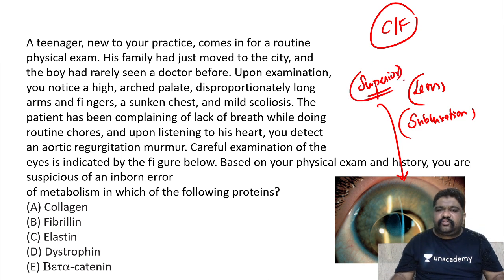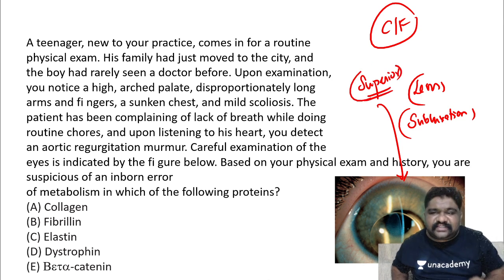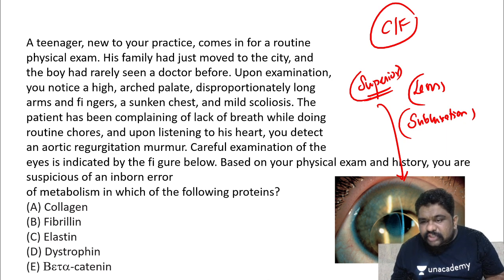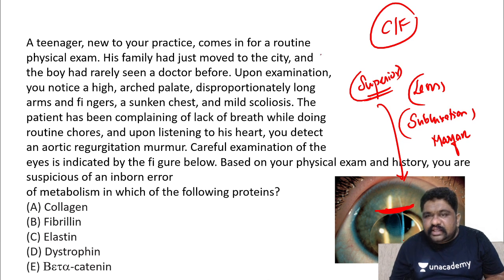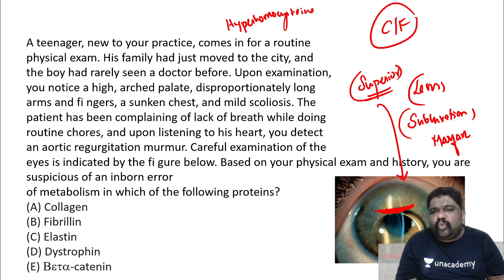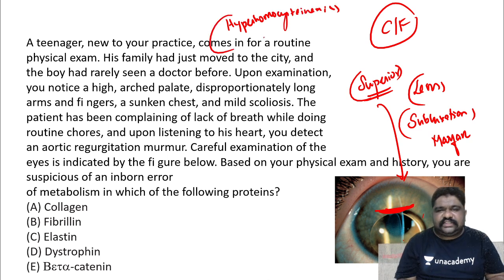Now in biochemistry, there are two major reasons where you can come across subluxation of the lens. If there is superior subluxation of the lens, it can be found in Marfan syndrome. If it is inferior subluxation of the lens, it can be found in hyperhomocystinemia. Let me tell you what is the reason for the subluxation of the lens.